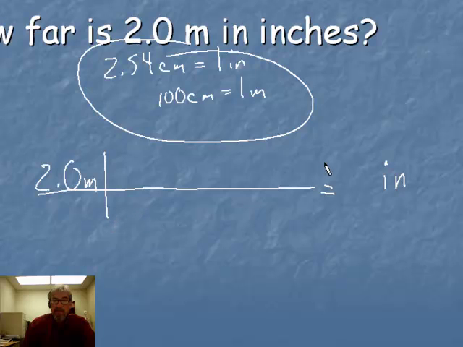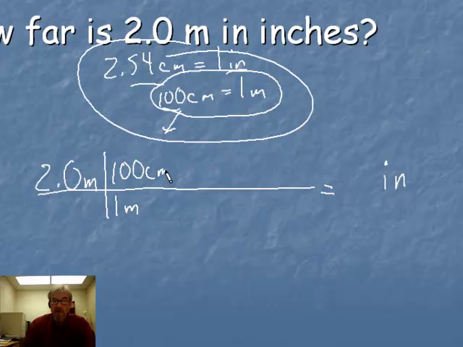I know that 2.54 centimeters is an inch, so if I can convert these meters into centimeters, that will do it for me. Well, this factor will allow me to do that, so I'll plug that in next. I want the meters to go away, so I'll put the 1 meter part of this on the bottom, and I want centimeters to be in my answer so that I can get rid of those with the other factor. So I'll put 100 centimeters on the top.